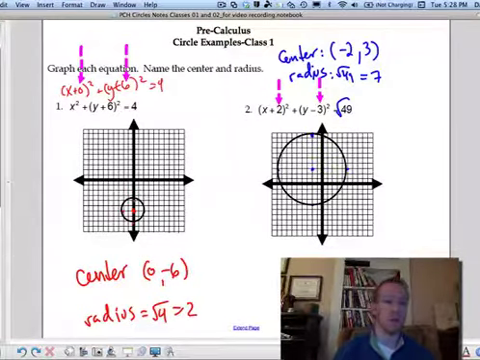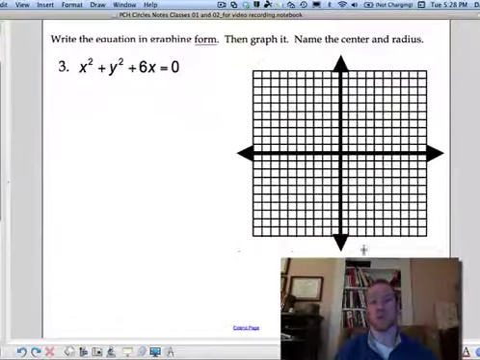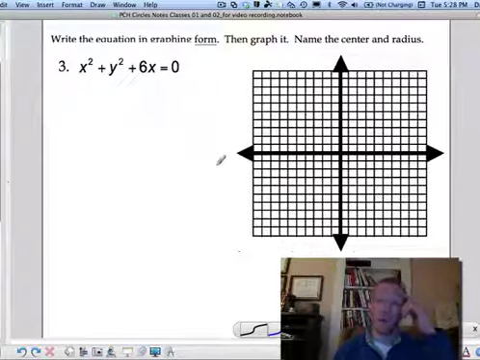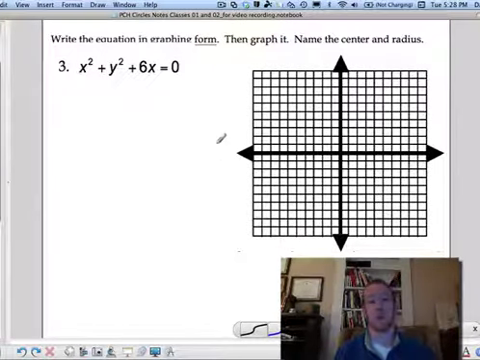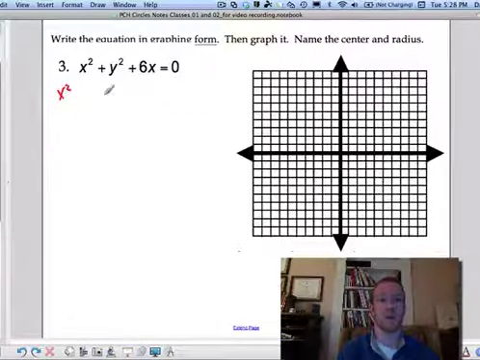Okay, so what if they don't give it to us that easy? What if it's in a form like this? So we have to write the equation in graphing form. That essentially amounts to completing the square. Alright, it's a lot easier than when we were doing it before. Well, fairly easier. First you're going to want to group the x's, group the y's.